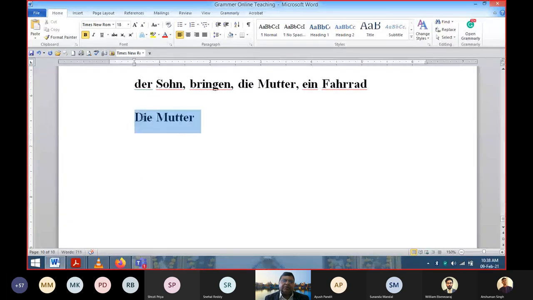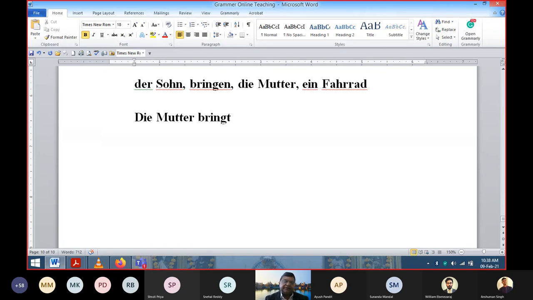Die Mutter. Now Mutter is the third person singular, and here the verb bringen is given in the original infinitive form, which is not correct because for third person singular it should have a T ending. So I have used the correct verb which will go with the subject.